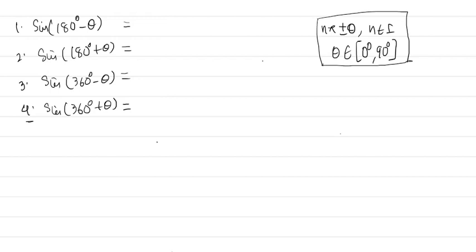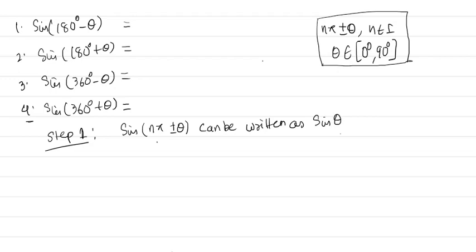So now if we start, first of all, step 1 is simply that sine of n pi plus minus theta can be written as sine theta. Similarly, cos of n pi plus minus theta can be written as cos theta, and so on for other angles.